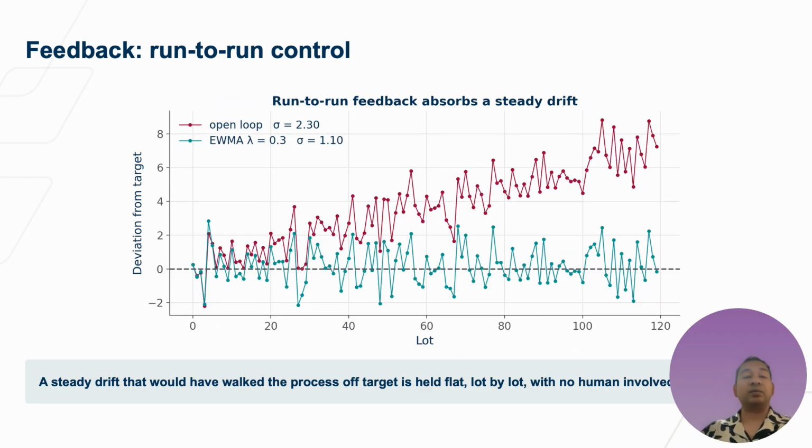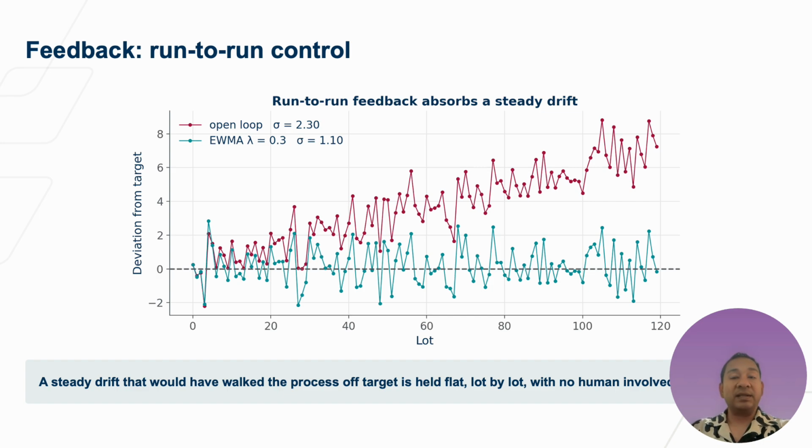Feedback, run-to-run control. Red is the open loop, a steady drift. Chamber seasoning walks the process off target over 120 lots. By the end of it, it's badly out. The teal is the same process with an EWMA controller. It is held flat lot by lot with no human involved. Sigma drops from 2.3 to 1.1. The drift has been absorbed.